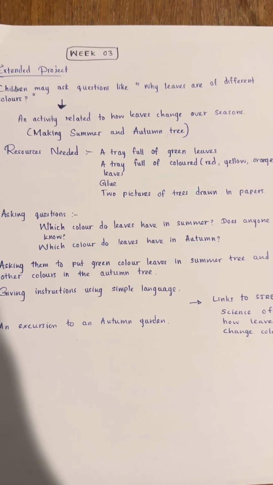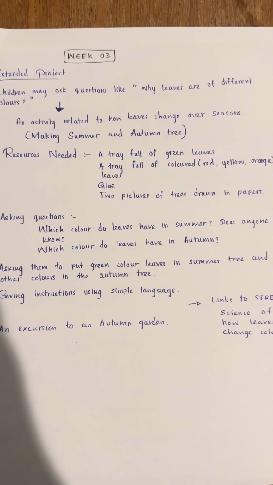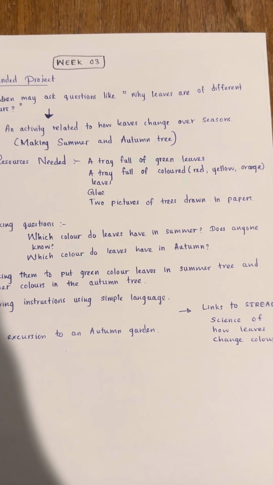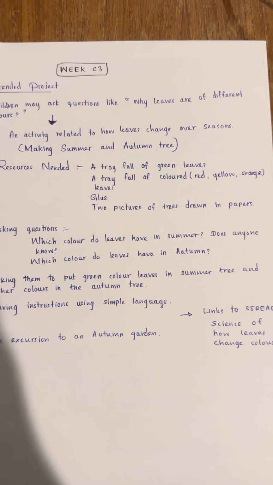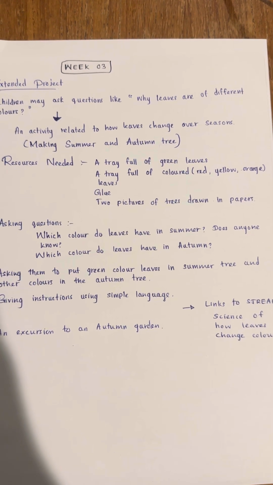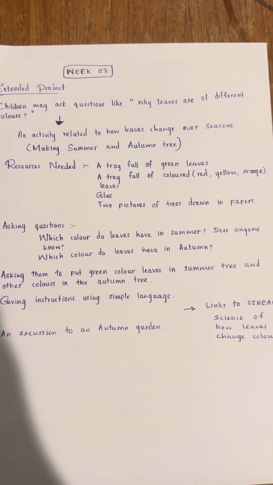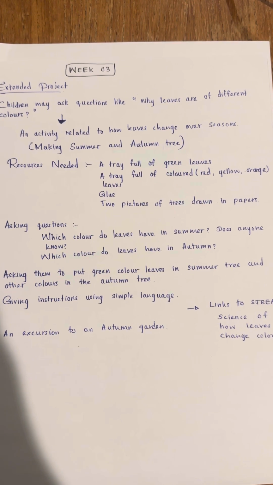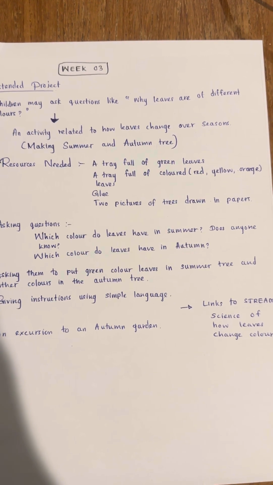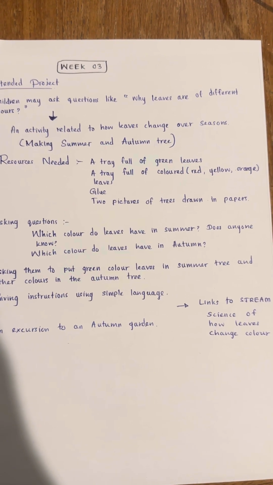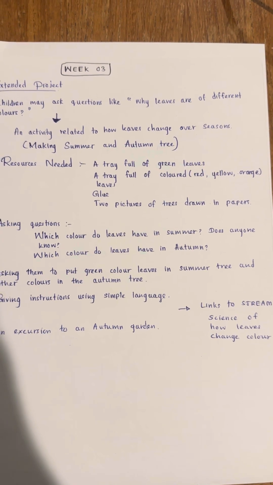For the resources, I would provide them with a tray full of green leaves, a tray full of colored leaves, glue, and 2 pictures of trees drawn on paper. So before the activity starts, I would ask them questions like, which color do leaves have in summer? Does anyone know? Or which colors do leaves have in autumn?